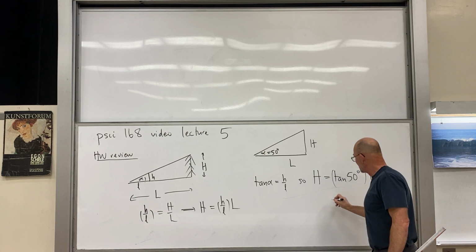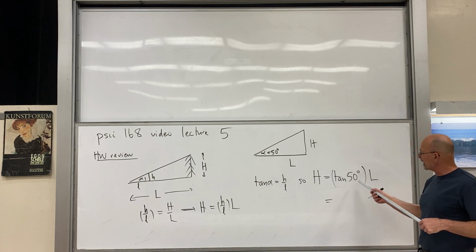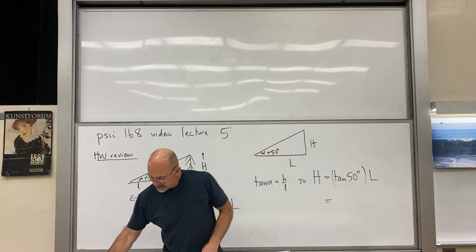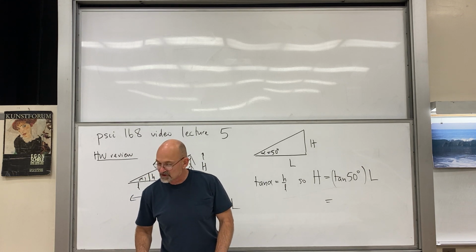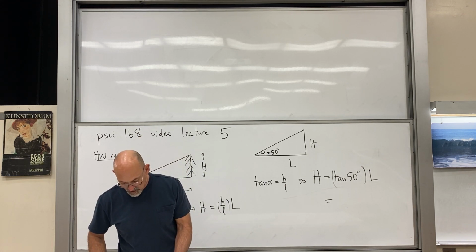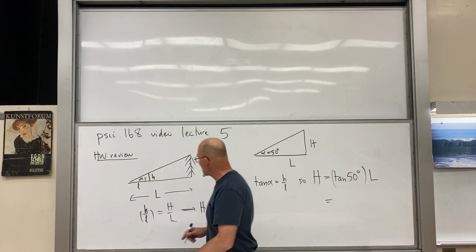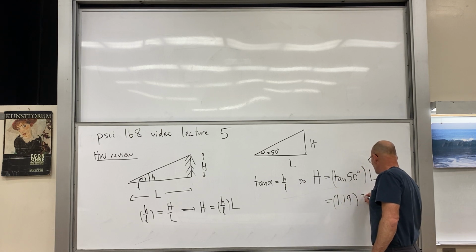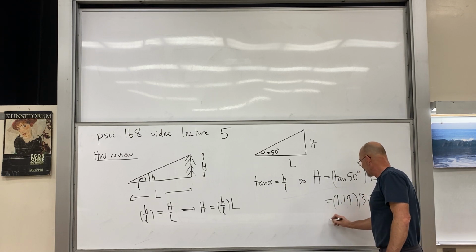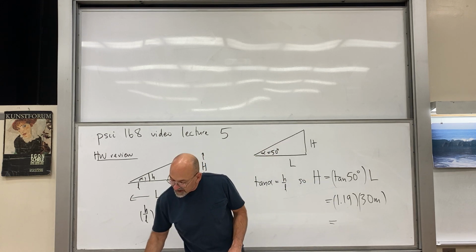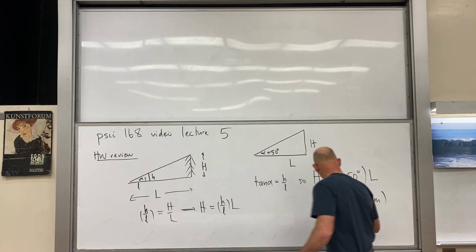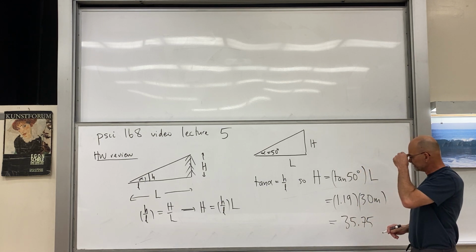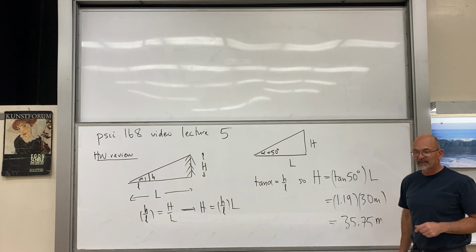times this L. You have a calculator, it has a tangent function, and you will find the tangent of 50 degrees was 1.19, and then the L was 30 meters. And so as my answer I had 35.75 meters. There we go. So that's the height of the tree.